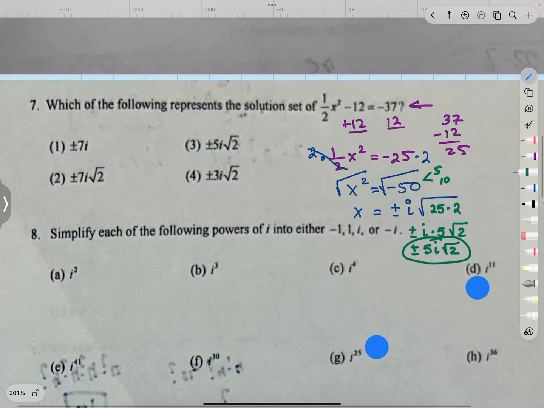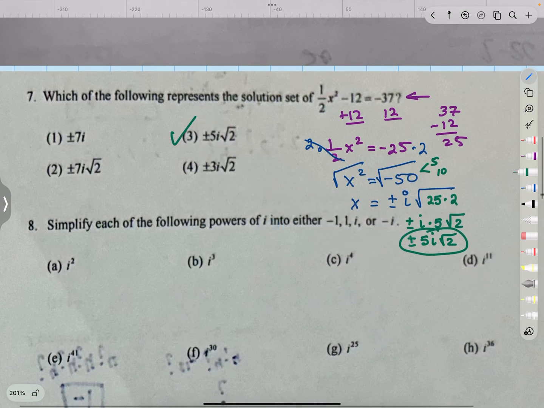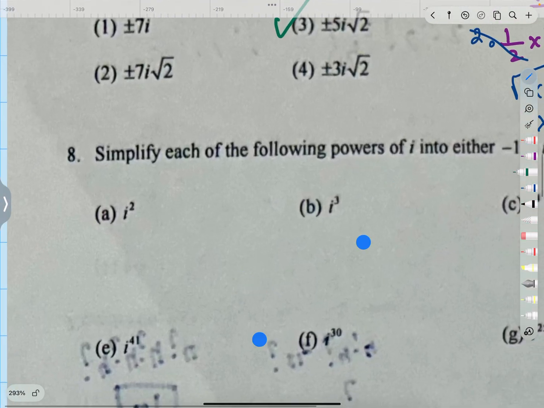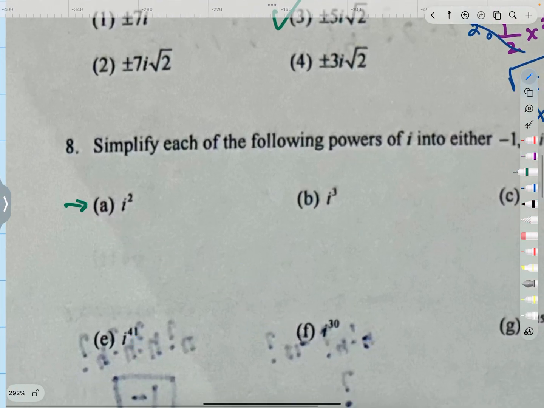And there we go, plus or minus 5i root 2. Oh boy, now we're simplifying powers of i. So do you remember this one? That was earlier. i squared, this one is by definition just negative 1.